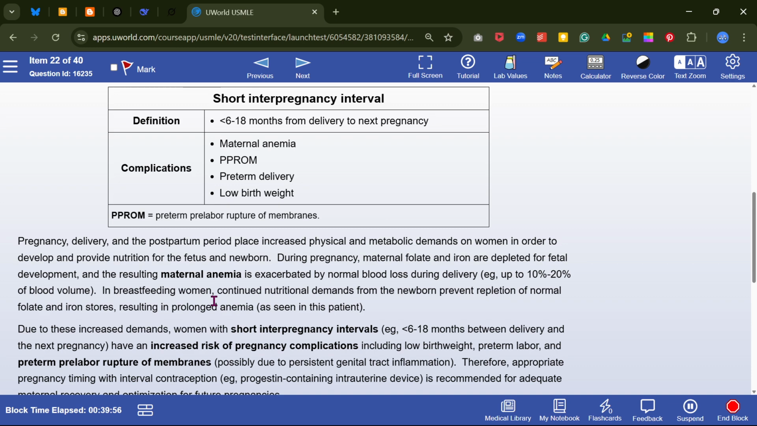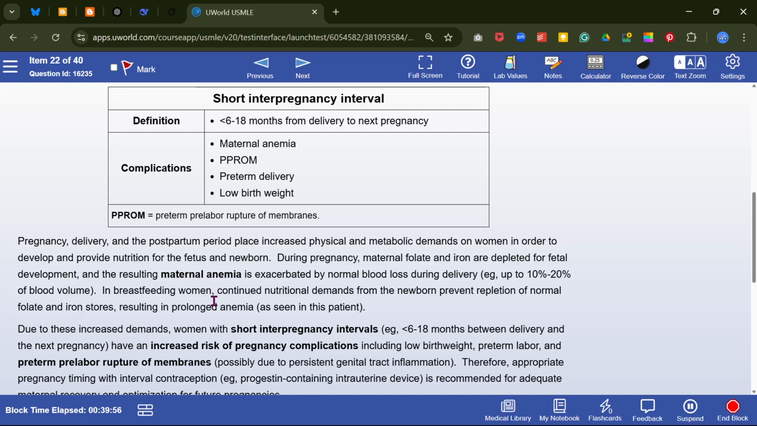Pregnancy, delivery, and the postpartum period place increased physical and metabolic demands on women in order to develop and provide nutrition for the fetus and the newborn. During pregnancy, maternal folate and iron are depleted for fetal development, and the resultant maternal anemia is exacerbated by normal blood loss during delivery, up to 10 to 20% of the blood volume. In the breastfeeding woman, continued nutritional demands from the newborn prevent repletion of the normal folate and iron stores, resulting in prolonged anemia.